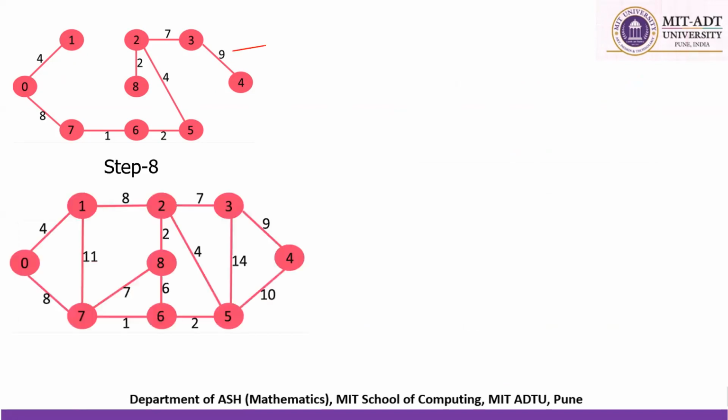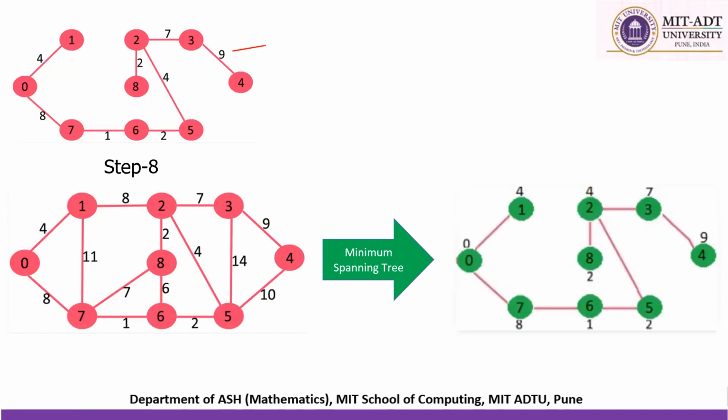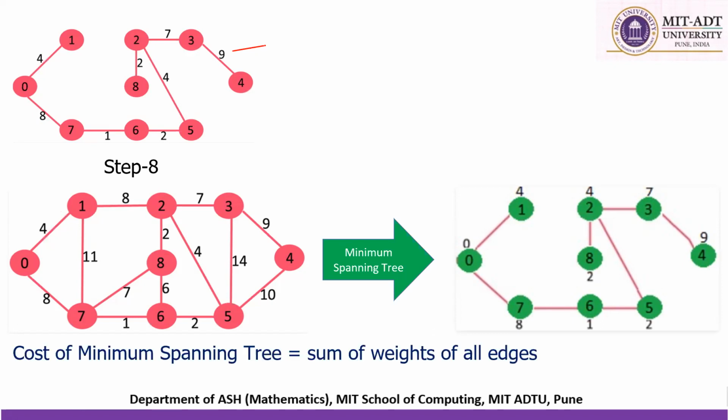So all the vertices are included and the minimum number of edges are included. This is the minimal spanning tree using Kruskal's algorithm. Definitely we will get the same weight as the 37 we obtained in the previous example. So here we are also getting the weight of the minimum spanning tree as 37.